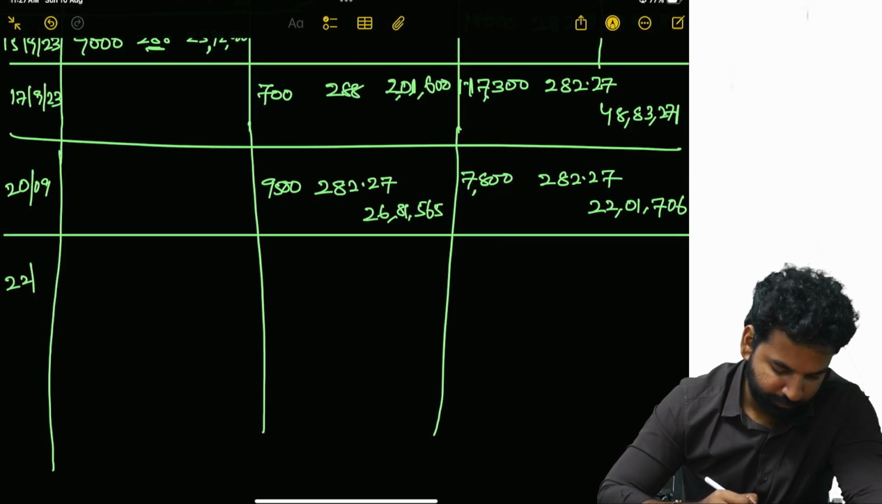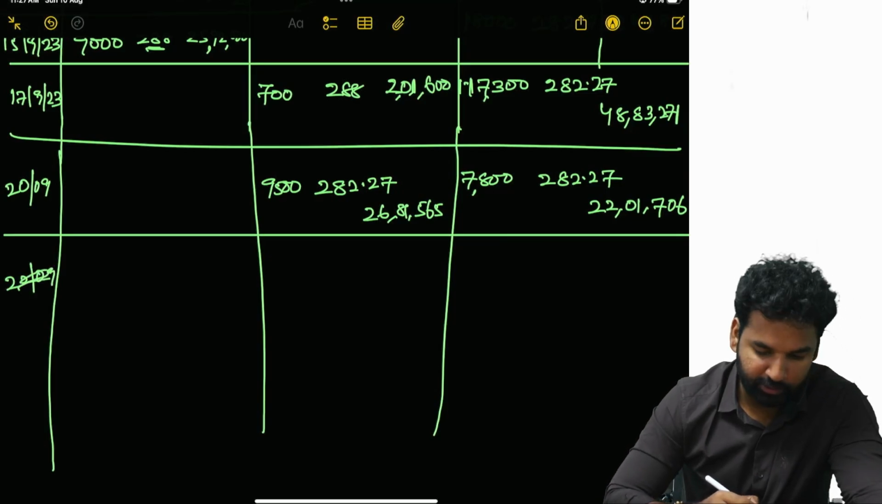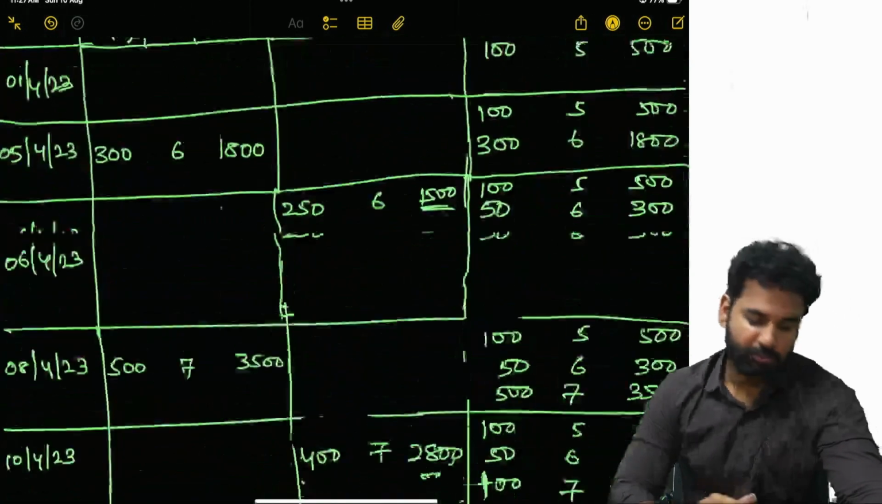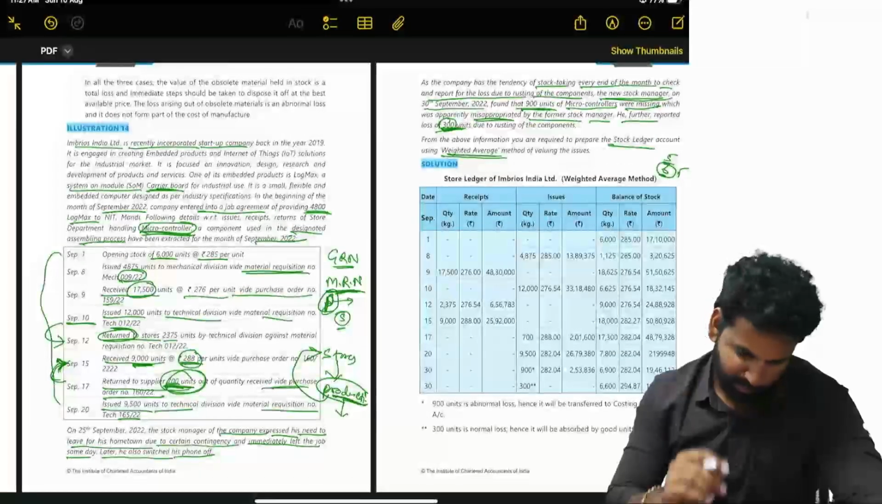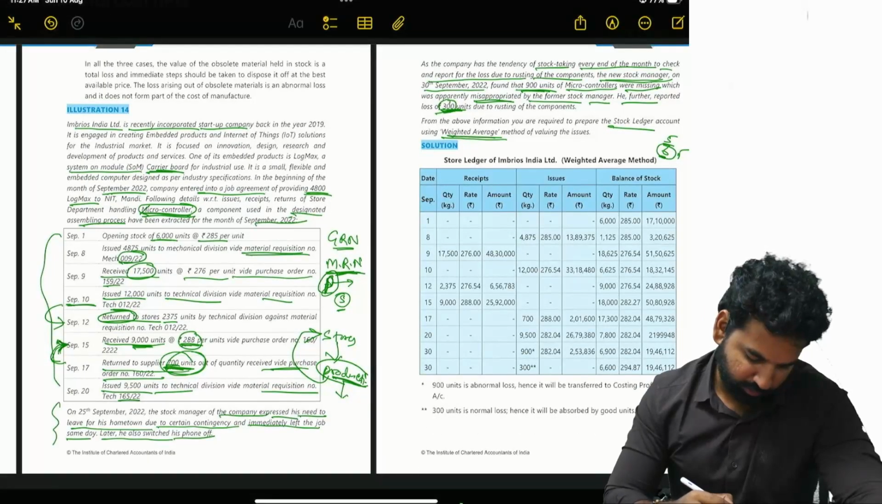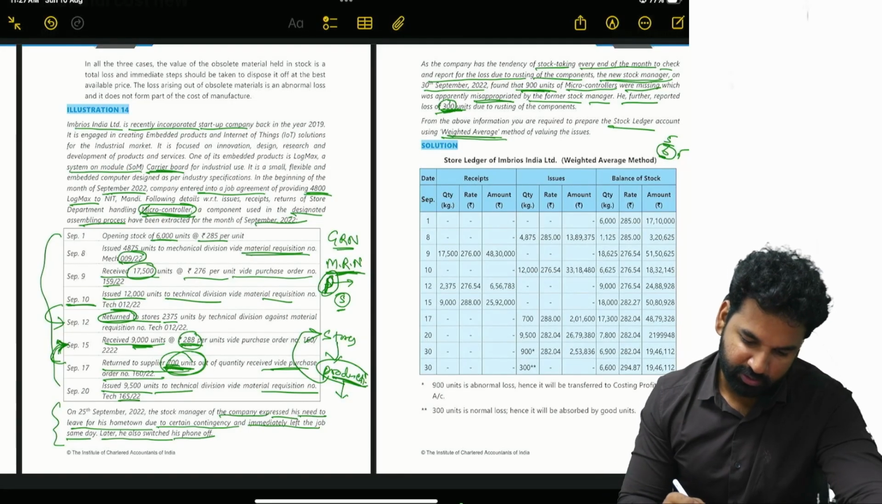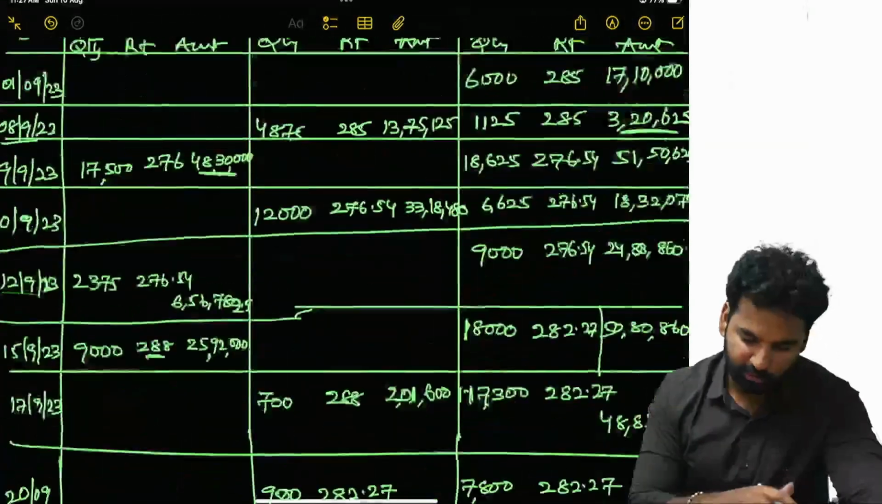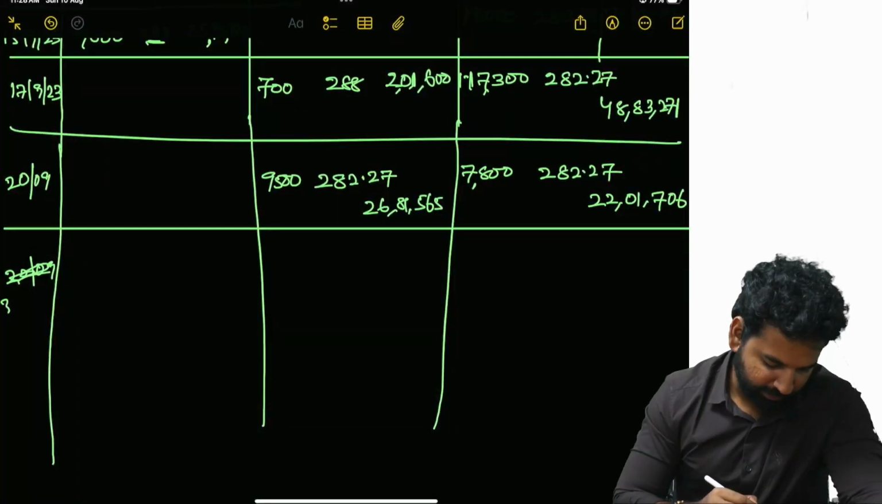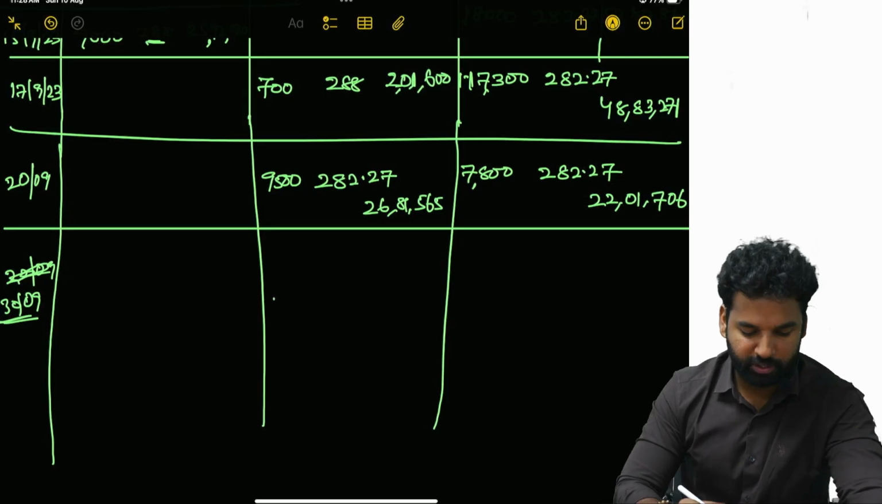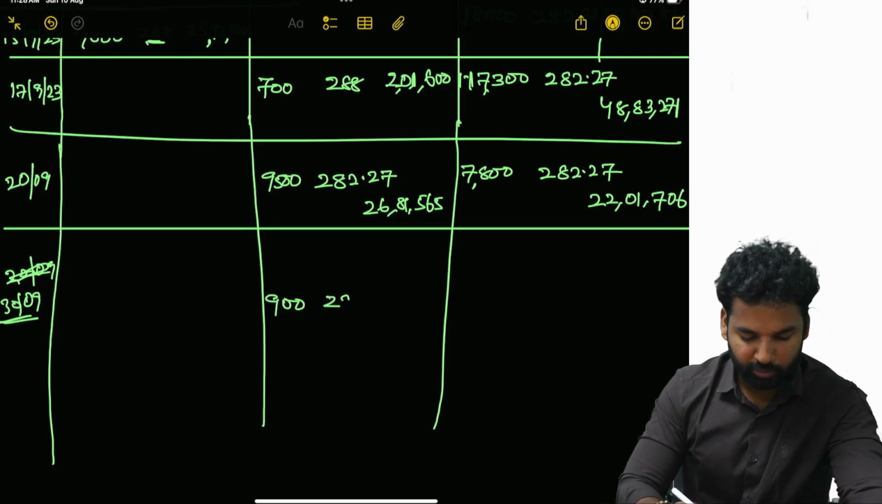22 completed, done, na? Yes. Okay. No, we have this thing, no. What is that? Abnormal loss is there, no? Yes. September 30th, abnormal loss is there. How many units? 900. 900 at 282.27. How much?